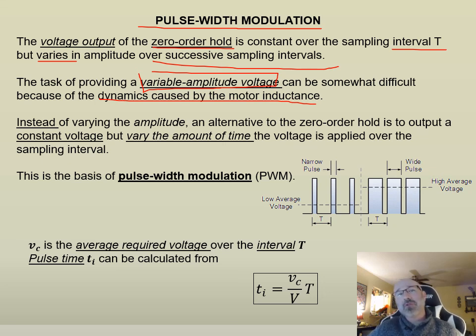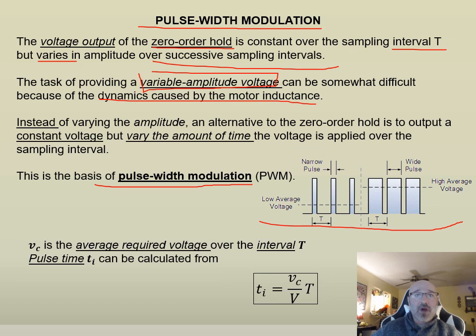So instead of varying our amplitude, what we really want to do is keep that amplitude constant. An alternative method is to use a constant voltage, and instead of varying the amplitude, because now we have that set steady at the constant voltage, we vary the amount of time that the set voltage is applied over some sampling interval. This basis is what we're calling pulse width modulation. We can see a good example of this in our graph. You can see we have our low average voltage, but everything is kept at a constant voltage. What's varying here is our pulse width. Varying these pulse widths is an alternative way to do this rather than varying our amplitude.